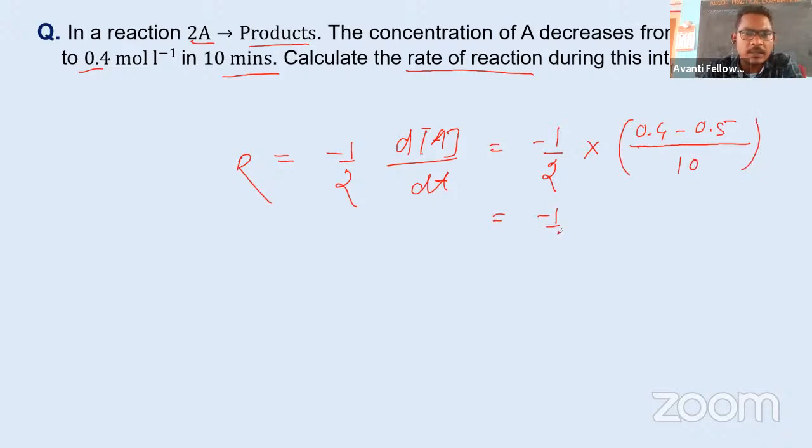we solved this one, I think, na? Or not? I don't know. This one multiply 0.1 by 10. So we can write this is, sorry, here minus also. So we have 1 by 20 mole per liter per minute.